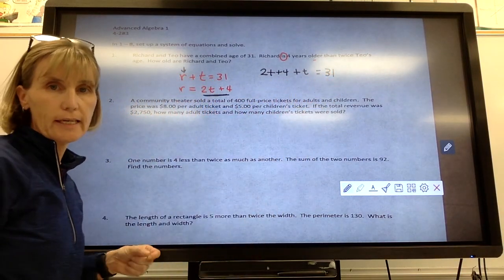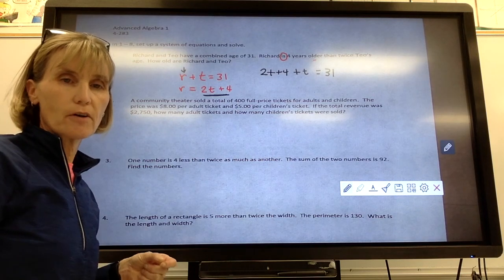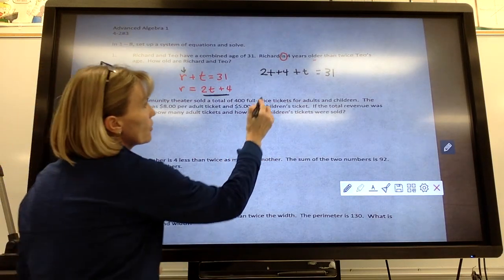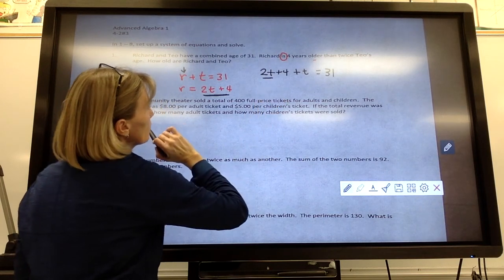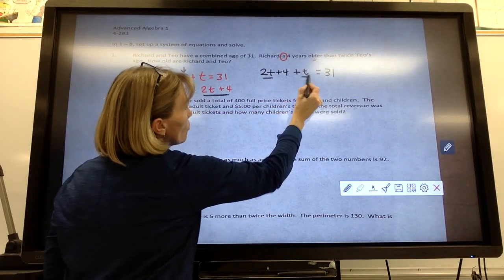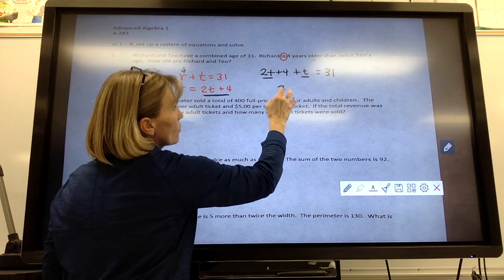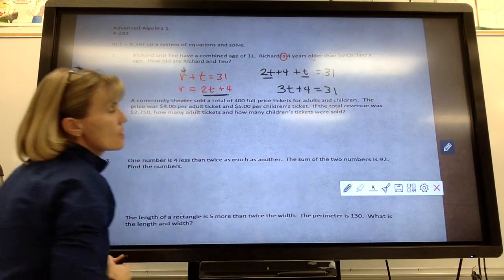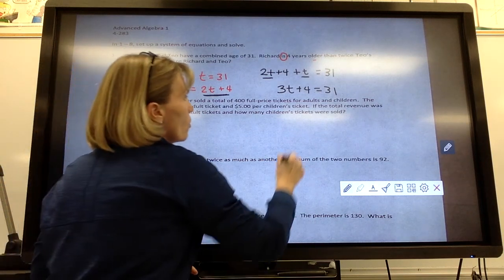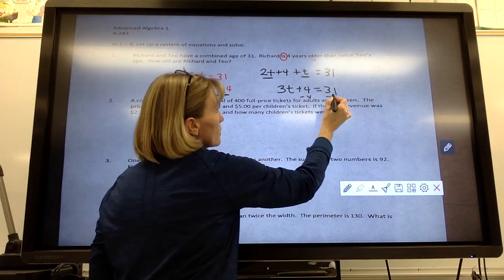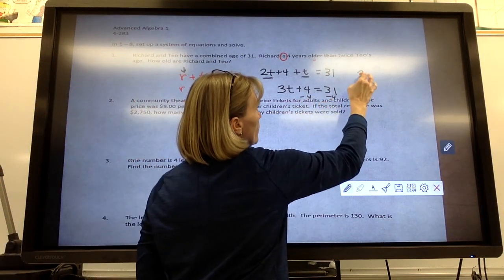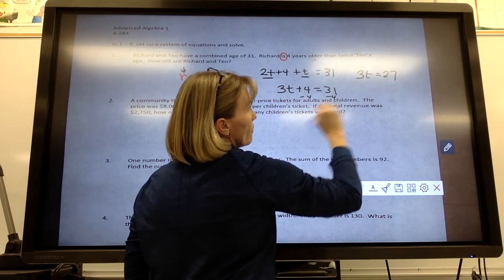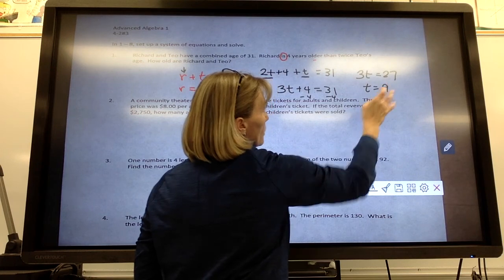If you'll notice, t might not have been the best choice of variables to use because t and a plus sign look a lot alike. So you've got to keep track of things here. This is a 2t, and there's another t. So I'm going to get a total of 3t plus 4 equals 31. If I subtract 4 from both sides, I'm going to have 3t equals 27. And if I divide by 3, t equals 9.